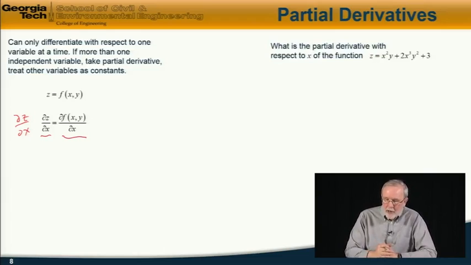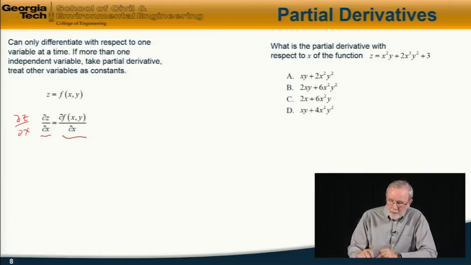Let me illustrate that with an example. Question is, what is the partial differential with respect to x of the function z equals x squared y plus 2x cubed y squared plus 3? Which one of these is it?